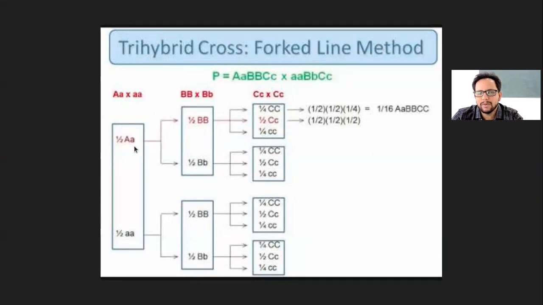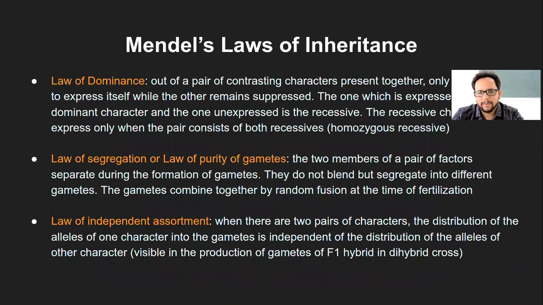So in this case, if you remember, this was, let's say for example, small aa, capital BB, and capital C. So this could be one. Then small a, capital B, and capital C, small c. So this could be the second individual and so on. So that way, this was a relatively easier method as well. So that was the fork line method, and then we had looked at the different laws that were created after Mendel's work.